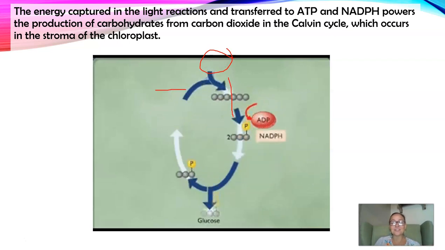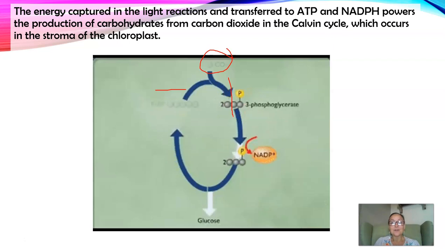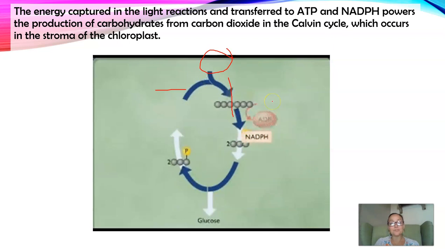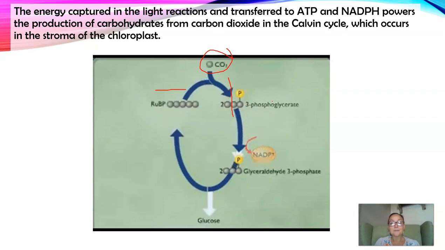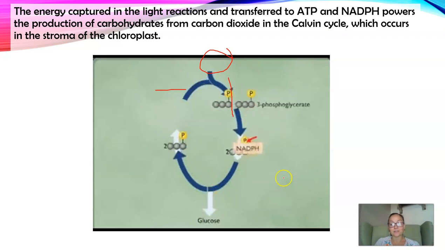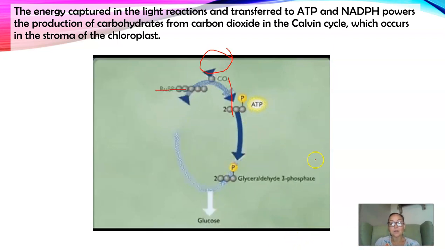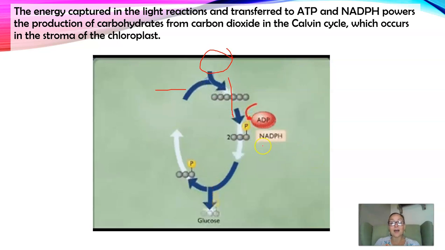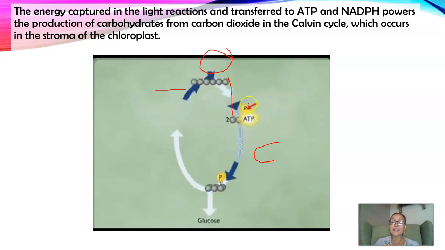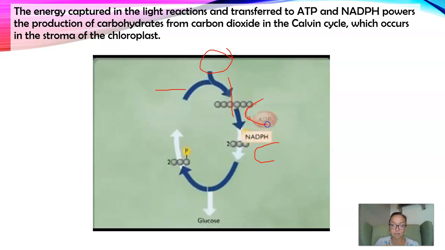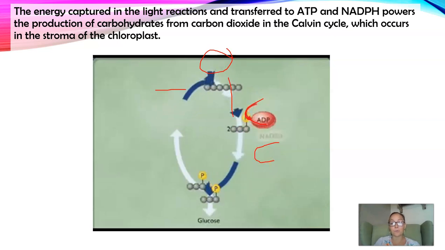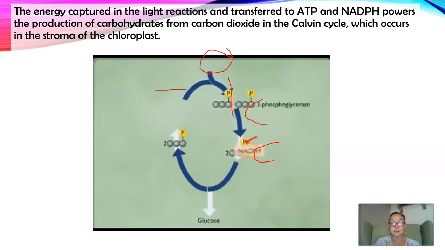Now comes the reduction phase of the Calvin cycle. So here we're going to invest that ATP that was produced during the light reaction, as well as take those electrons and hydrogens from that electron carrier, NADPH. So our NADPH is going to be oxidized in this step. And our ATP is going to be invested as well. So the Calvin cycle is an anabolic pathway, an energy requiring pathway that builds.